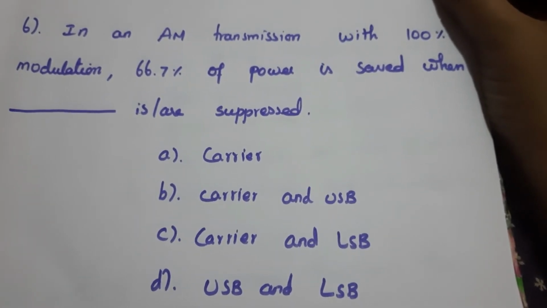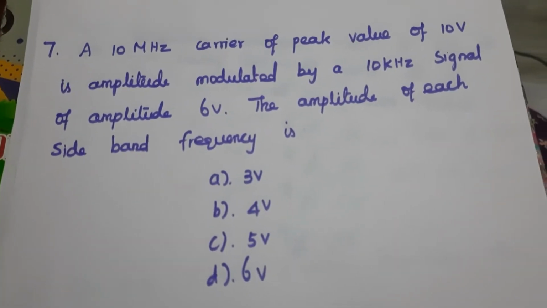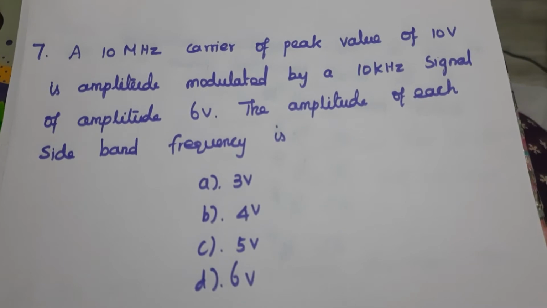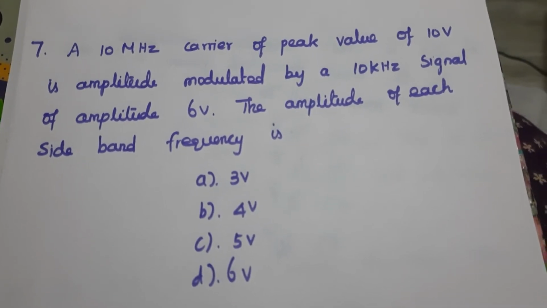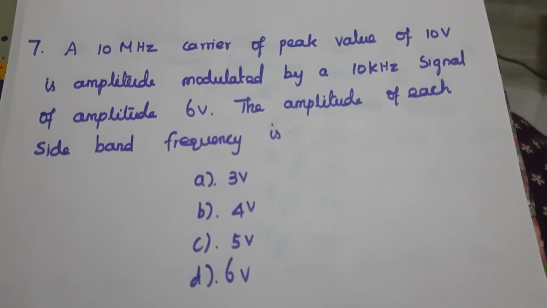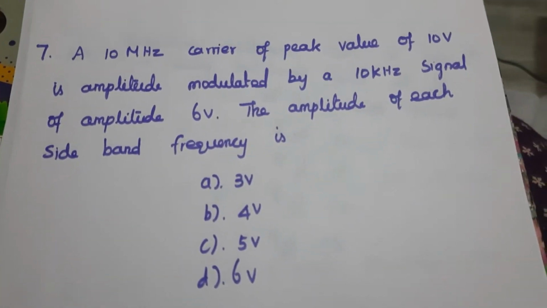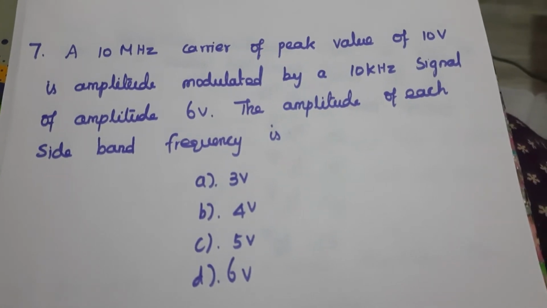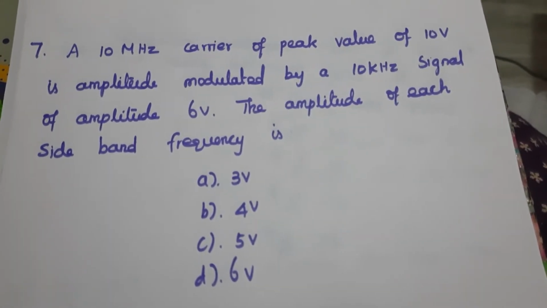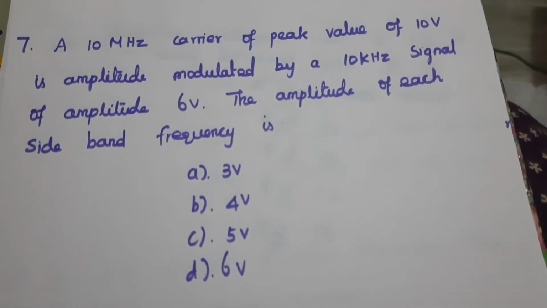Find the correct one. Seventh question, a 10 MHz carrier of peak value 10 volt is amplitude modulated by a 10 kHz signal of amplitude 6 volt. The amplitude of each sideband frequency is. Find the sideband amplitude.